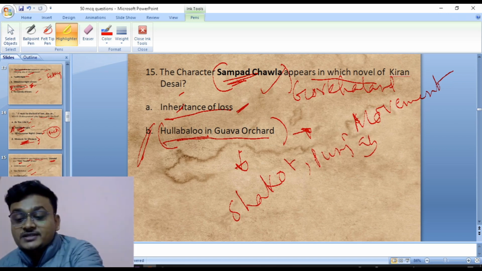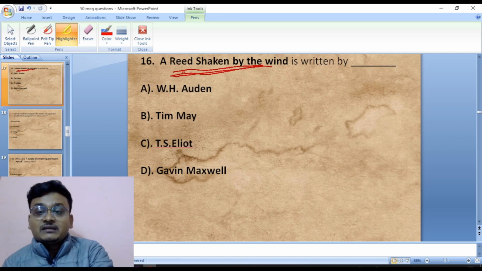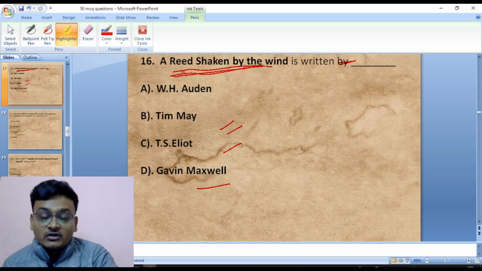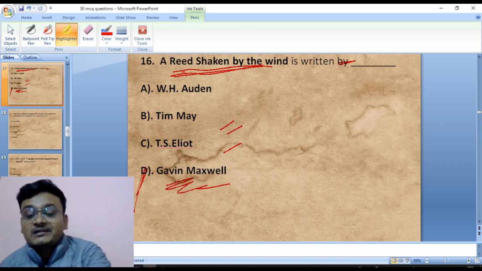Okay, now move to the next question. Question number 16. A reed shaken by the wind. This is a poem. A reed shaken by the wind is written by whom? W.H. Auden, T. May, T.S. Eliot, Gavin Maxwell. So A Reed Shaken by the Wind was written by Gavin Maxwell. So option number D is the right answer.